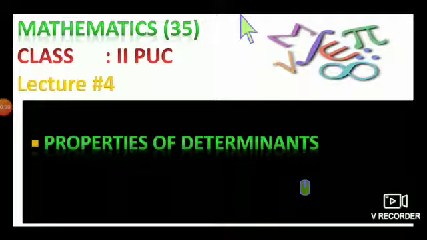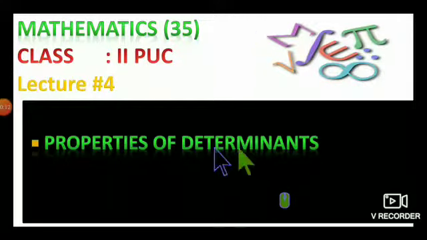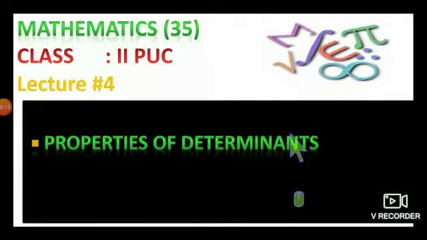Today we are going to study the remaining properties of determinants. In the last class we already studied the three properties of determinants. Let me revise the first three properties. The first property we have studied is, in a determinant, if all rows and columns are interchanged, the value of the determinant is not altered, meaning it remains the same.